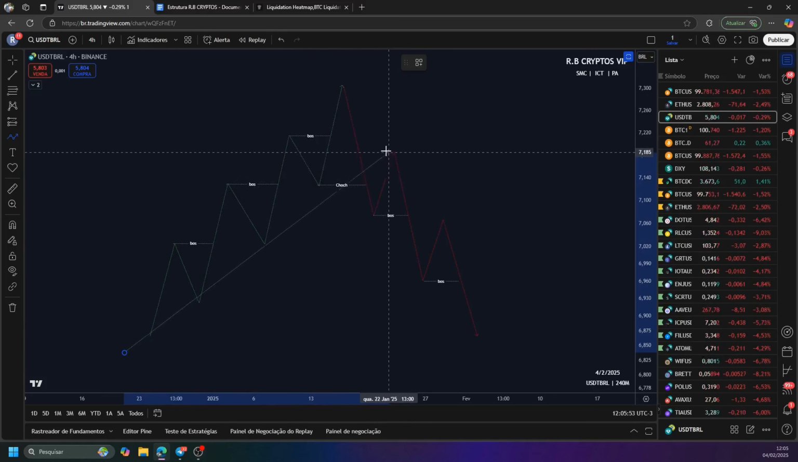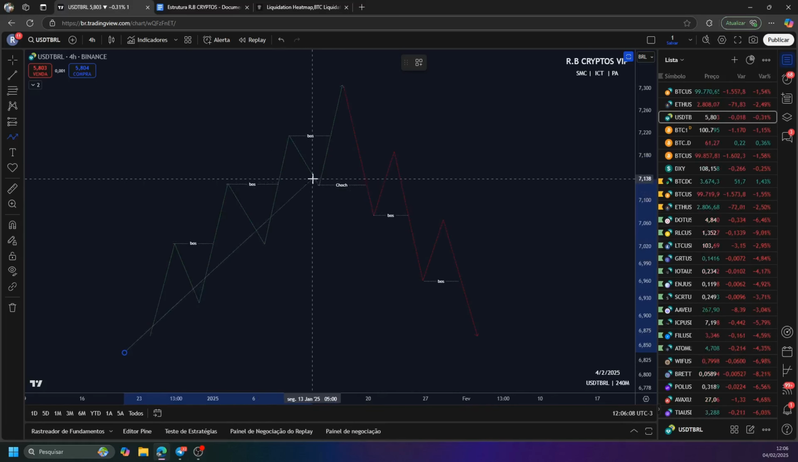The market made a pullback, right? And broke the low, forming what? A BoS. Why isn't it a shock? Because it would be a shock if it were the last low of this bullish structure, of this upward movement. Not here.